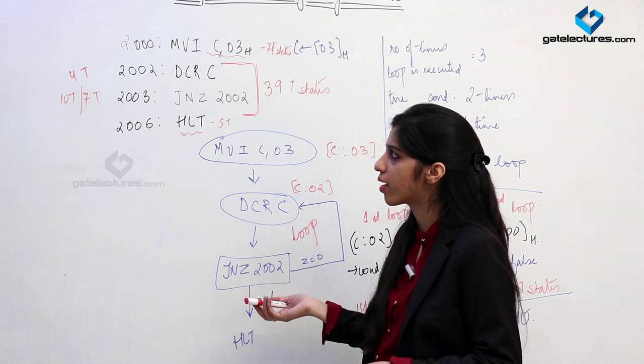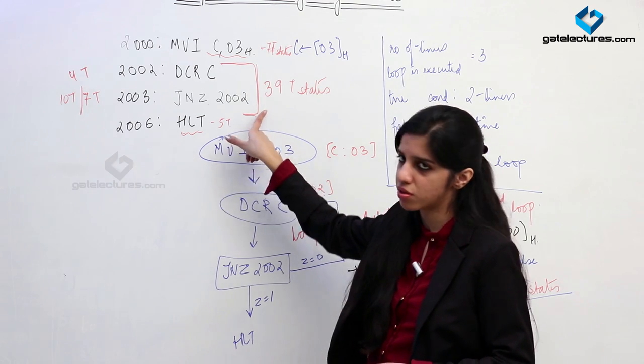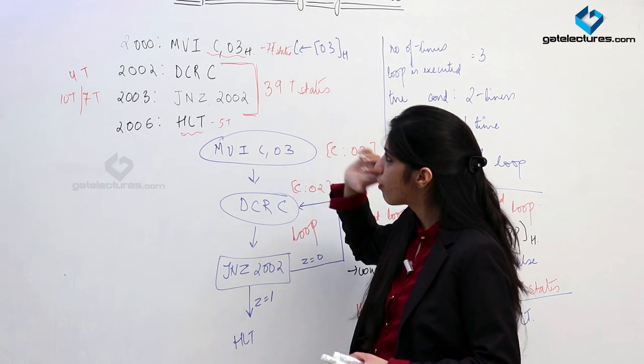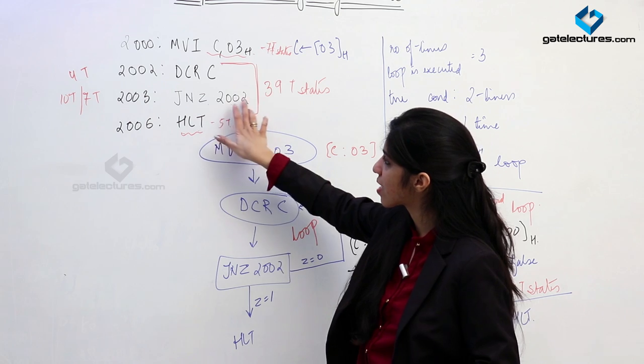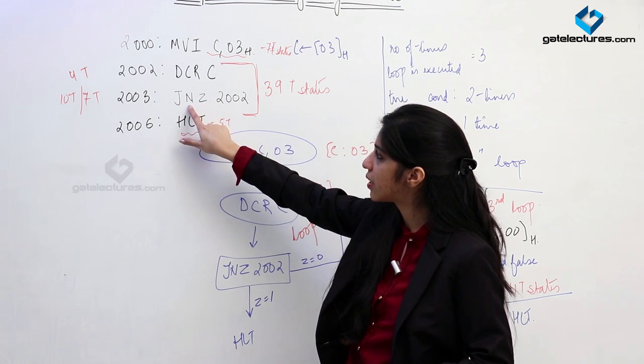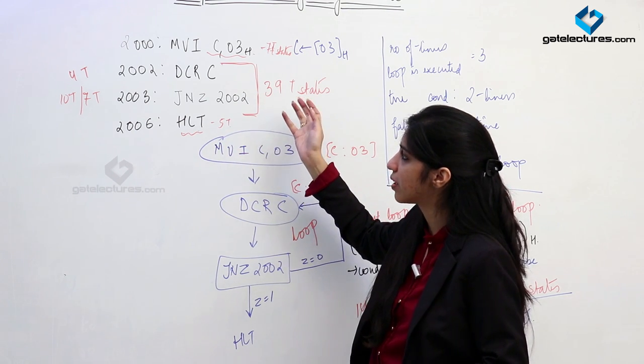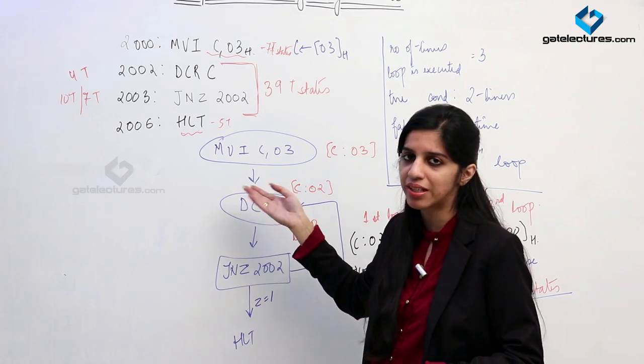Suppose you require a time delay of 50 milliseconds. We can produce a delay using this kind of program. So for now, you can just understand that this is the concept of looping. By taking help of conditional jump, we can produce a loop and we can produce a timing delay module. This is how you produce a delay in a program.